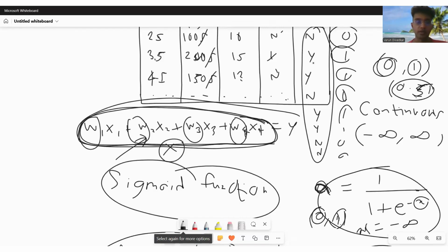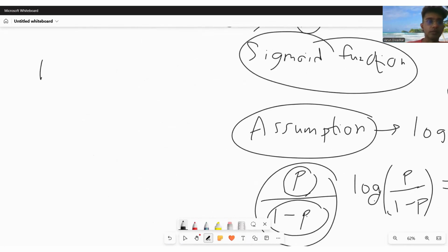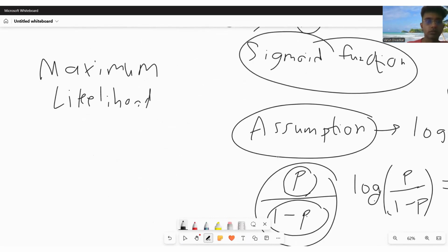So the final question is, how does the model determine the values of these coefficients, right? W1, W2, W3, W4, so on and so forth. So they are determined by a process called maximum likelihood. What does this mean, likelihood?